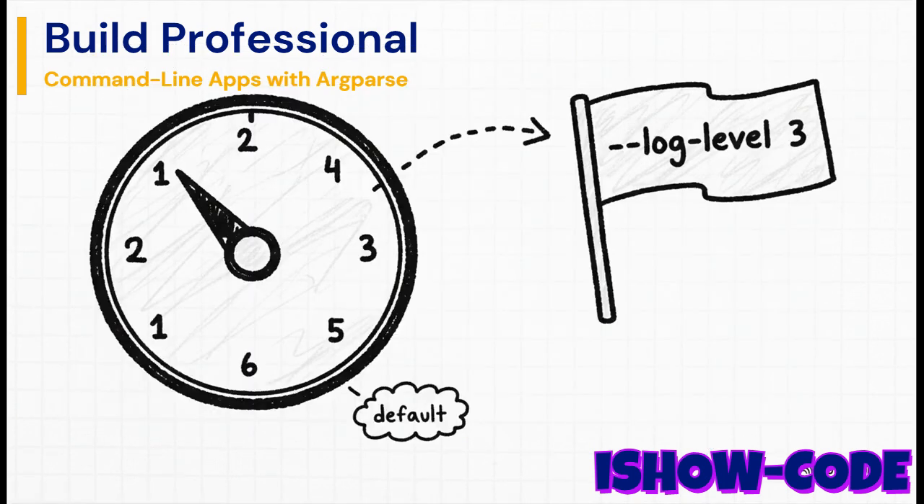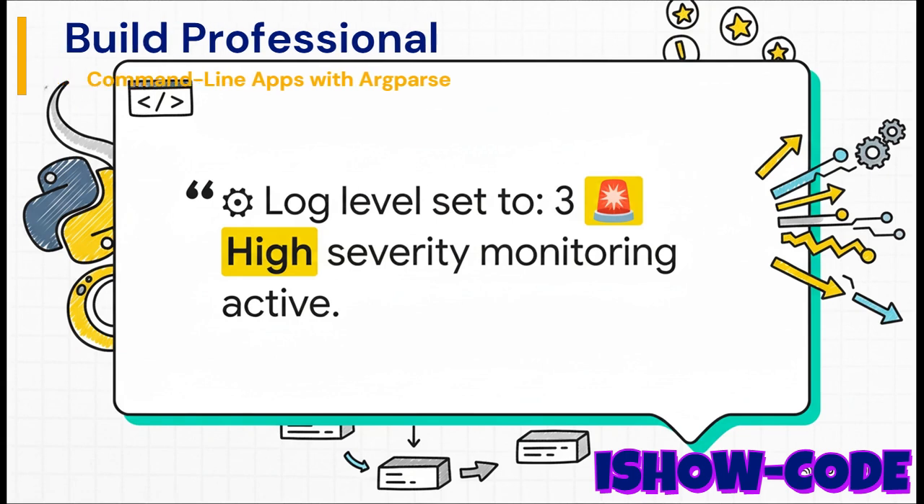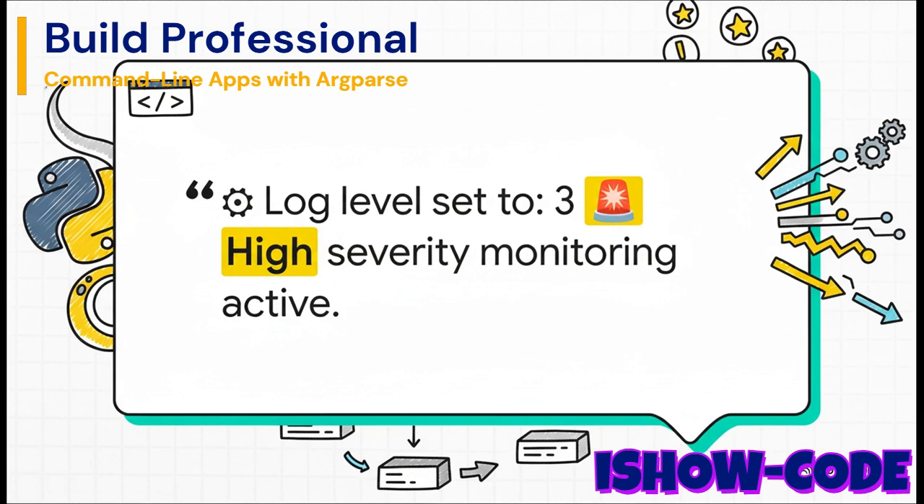Okay, let's add one more for good measure, an optional value. Here, we're creating a log-level flag. We're telling Argparse that this flag needs a value, and that value should be an integer, by saying type equals int. We can even provide a default value, in this case 1, just in case the user doesn't provide the flag at all. Super useful. So now, if a user runs the script and passes in --log-level 3, our program can read that number 3 and change its behavior. Maybe it enables high-severity monitoring, or something else entirely. This is what makes our tool incredibly flexible and powerful.